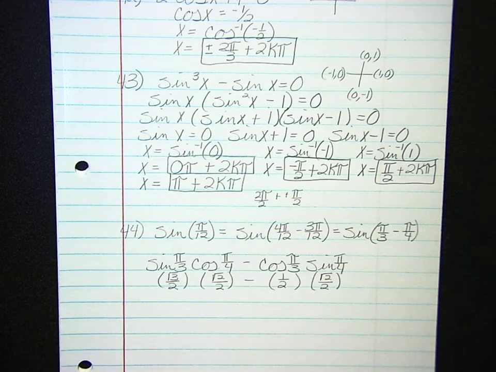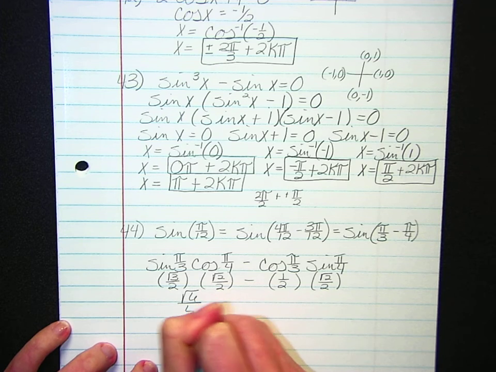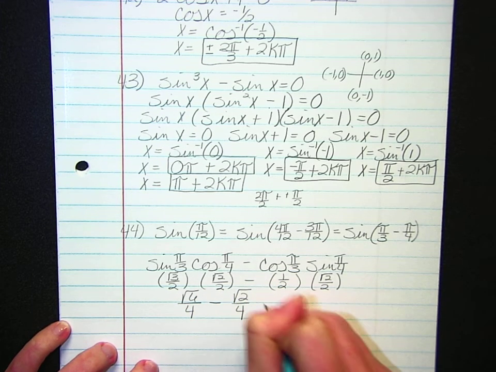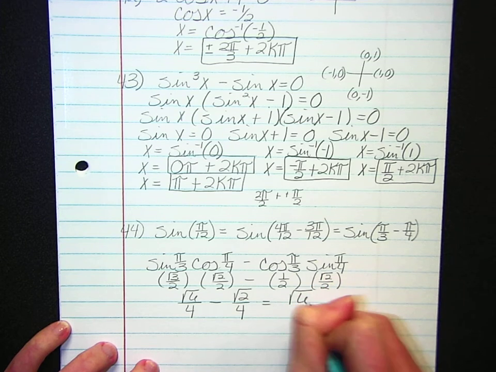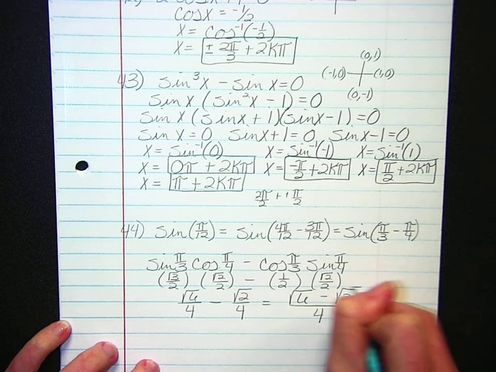So now I'm going to work with my fractions there and just multiply top times top and bottom times bottom. So that's going to give me the square root of 6 over 4, and over here the square root of 2 over 4. And with that common denominator, we'll just go ahead and put that together as the square root of 6 minus the square root of 2 all over 4.